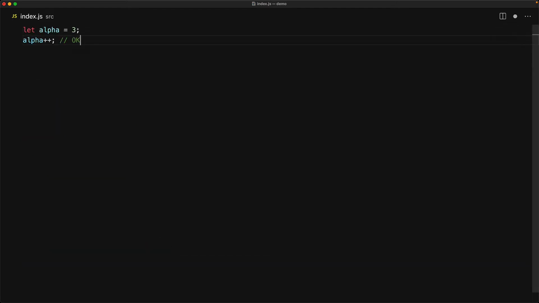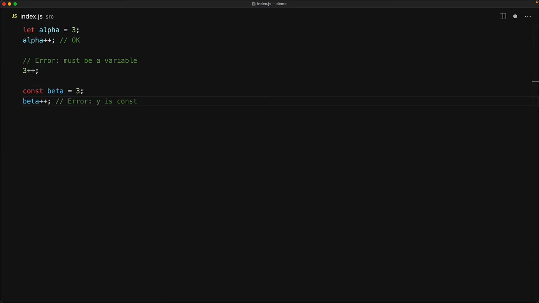Now it shouldn't come as a surprise that these operators only work on variables that can be mutated. For example, alpha is a let variable and therefore alpha plus plus is perfectly fine. However, if you just have 3 standing by itself, it's not actually a variable, so 3 plus plus is going to result in an error. And similarly, if we have const beta, then beta is a const and therefore it cannot be reassigned and beta plus plus will not be allowed. And of course, if you have TypeScript configured as we did in a previous lesson, then it'll catch these silly mistakes for you at compile time.